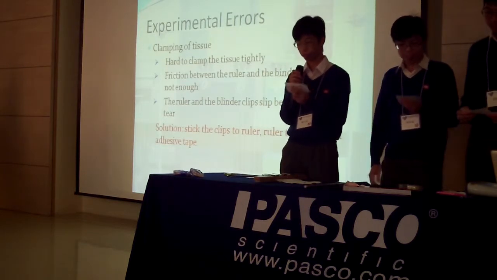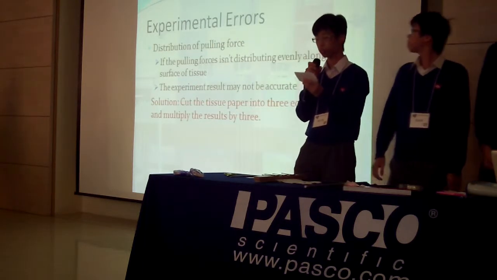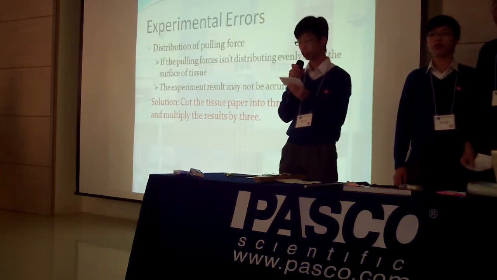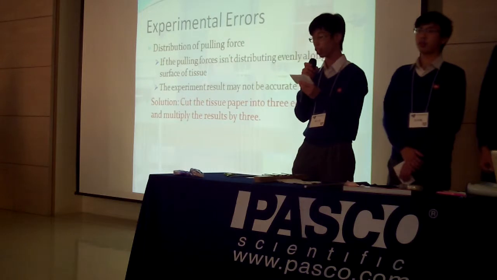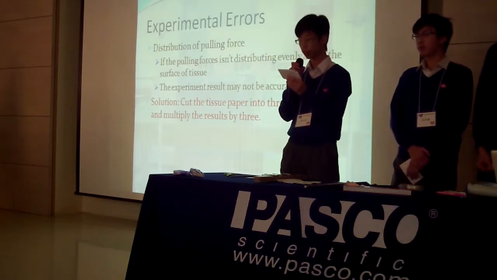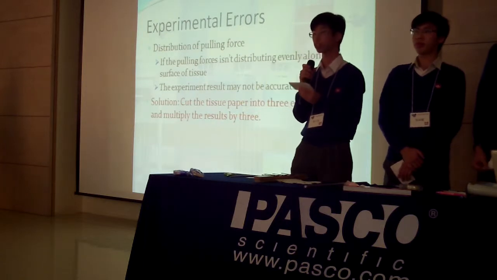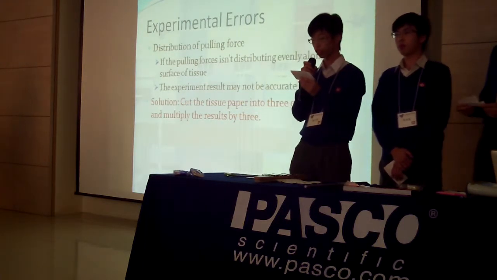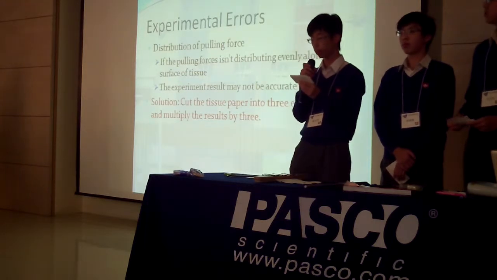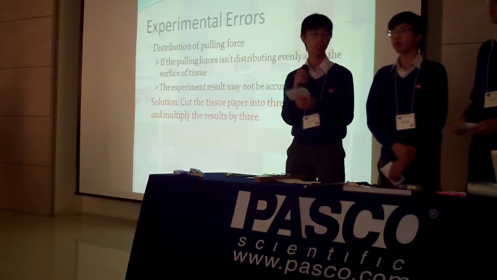Next is the distribution of pulling force. If the pulling force isn't distributed evenly along the surface of the tissue paper, the experiment results may not be accurate. Our solution is to cut the tissue paper into 3 equal pieces and multiply the results by 3.